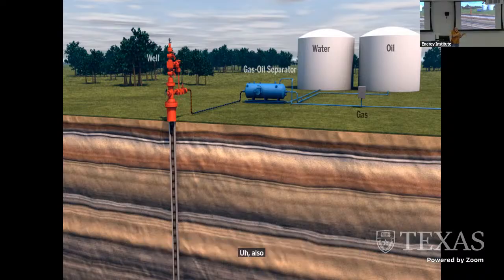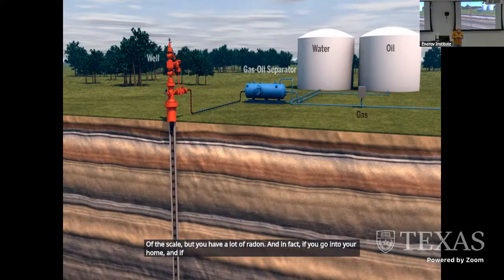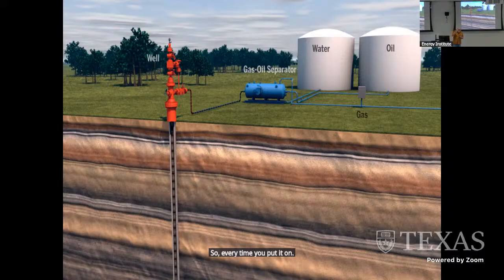Also, in the gas fraction you have very little of the scale, but you have a lot of radon. In fact, if you go into your home and you have a gas stove, every time you turn it on, you get an itsy bitsy teeny weeny amount of radon-222 which gets into your house.